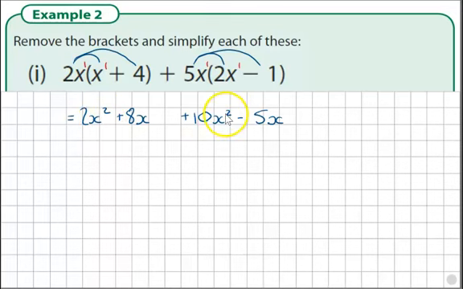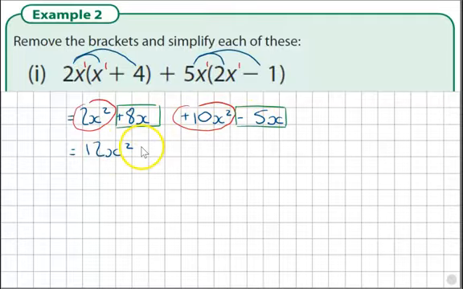Then 2x squared plus 10x squared gives us 12x squared, because we simplify. So we can add or subtract like terms, and they are like terms because they have the same letter and the same power. And then 8x minus 5x is minus 3x. So remember, when we're adding or subtracting like terms, the powers never change.